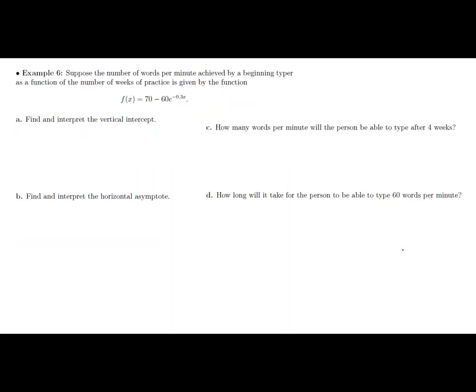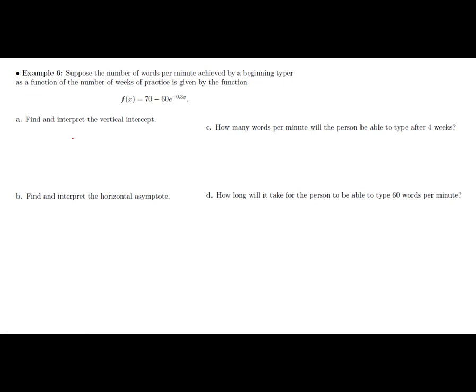All right, so in example 6, let's suppose the number of words per minute achieved by a beginning typist as a function of the number of weeks of practice is given by the function 70 minus 60 times e to the negative 0.3x. So I've given us a function, and let's see if we can interpret the important parts of it. So it says find and interpret the vertical intercept, or the y-intercept.